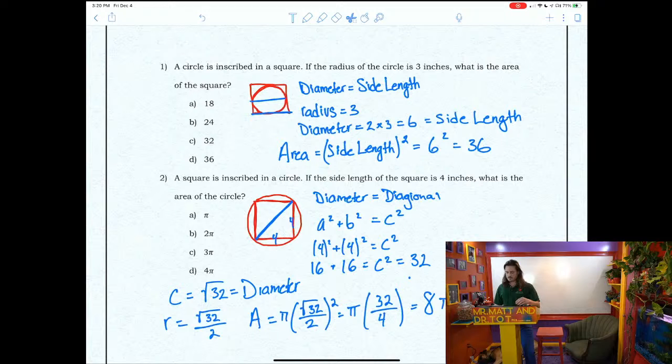Okay, so looking at number 1, if we have a circle inscribed in a square, that means that the diameter of the circle is equal to the side length of the square. So if the radius of the circle is 3, then the diameter of the circle has to be 6, which is twice the radius. So if the diameter is equal to 6, and we know that the diameter is the same as the side length, then the side length of the square has to be 6 units long, and therefore the area of the square, which is side length squared, is going to be 6 squared, and that's going to be 36, which is answer selection D.